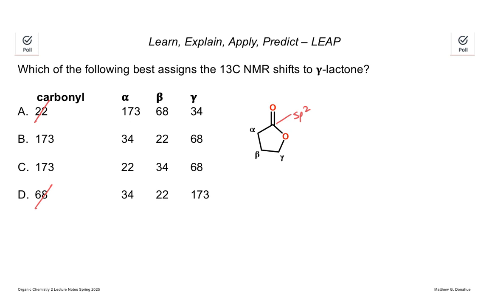So if we look at the remaining responses, see these are the same. So that's telling you that that has to be at 68. This was 173. So now it's between the alpha and beta carbons. So yeah, B would be the best choice here.